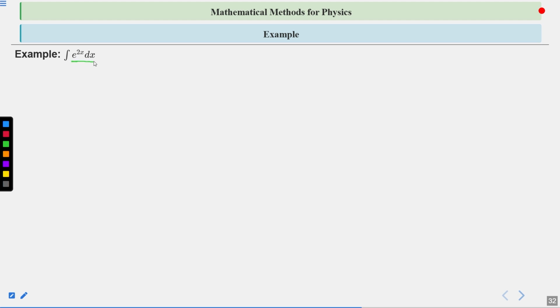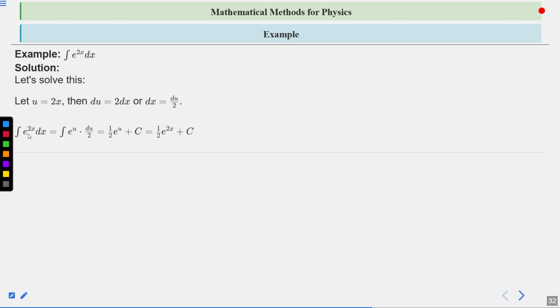Integration of e raised to the power 2x dx is what? Solution. Let's solve this. Let u be equal to 2x. So du is equal to 2 dx, or dx becomes du divided by 2. Now substitute. So the integration of e raised to the power 2x dx is equal to the integration of e raised to the power u times du divided by 2. So it will be 1 by 2 e raised to the power u plus c. So the final answer is this one.